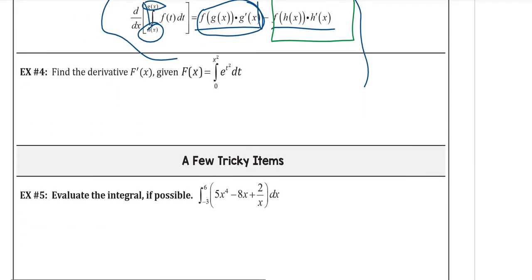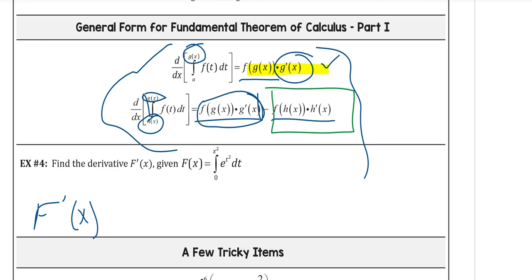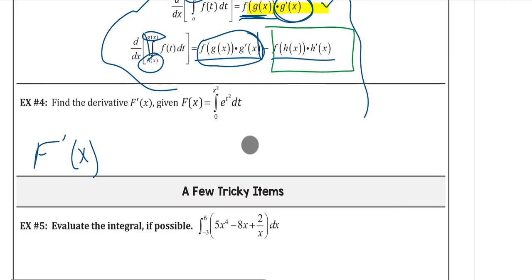So find the derivative of f prime of x, given that f of x is the integral from 0 to x squared of e to t squared dt. So what we're going to find is that f prime of x, if we use the first part of what we just showed here above, we're going to have the composition, and then we're going to take the derivative of that inside function, or the upper limit there. Okay, so that's what we're going to be doing.